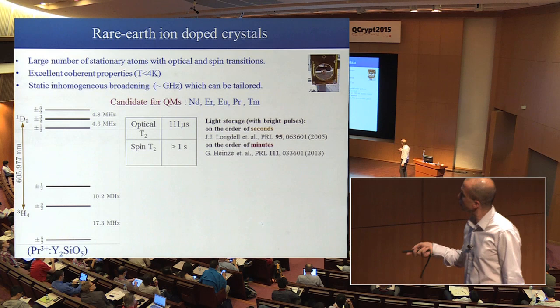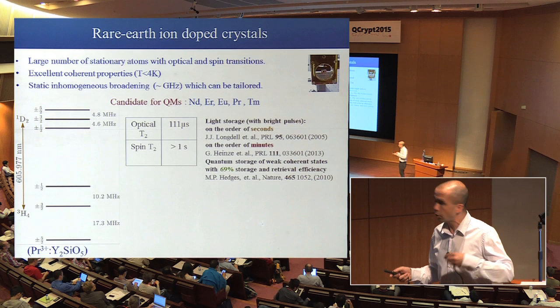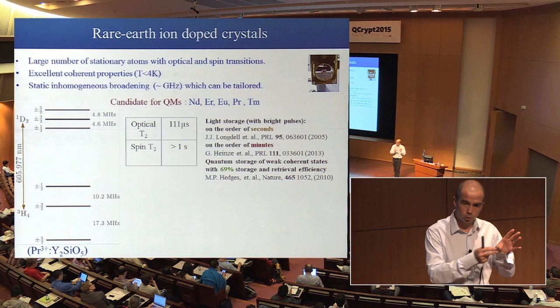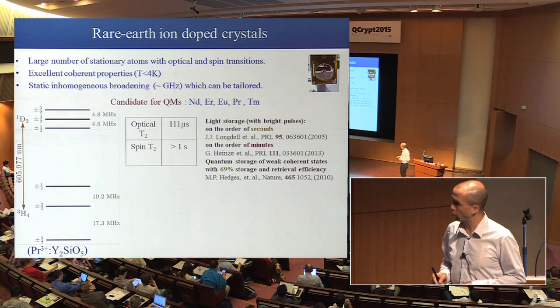There have been some experiments in the group of Matselas in Australia where they have been able to store weak coherent states with a storage and retrieval efficiency of 70%. So this is promising, and we can try to use this material to push this towards the quantum regime, to try to get this kind of figure of merit also for single photons. It's by far not easy to go from the classical to the quantum regime, but at least there is some hope.